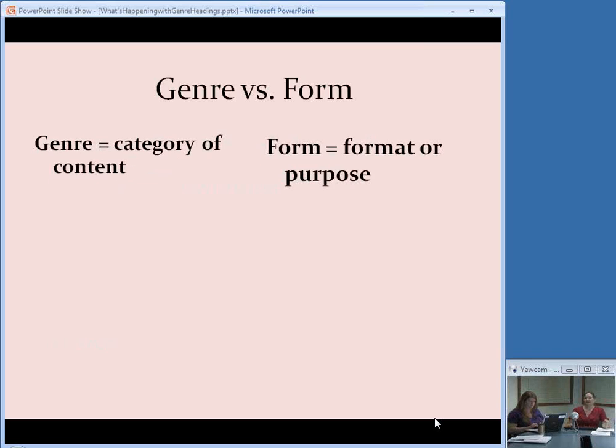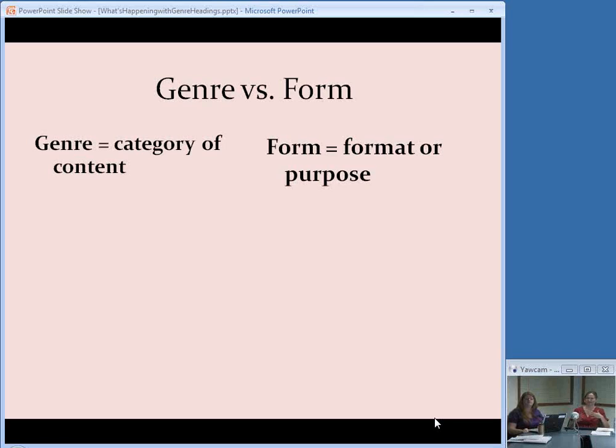Another thing that I think is important to think about when you're dealing with the definition of what a genre is, is how it differs from perhaps the form of an item. These two things are lumped together a lot. In fact, when we get to talking about the Library of Congress's new vocabulary, you'll see that it's called the Library of Congress Genre/Form Terms. So they serve similar purposes, but they're a little bit different.